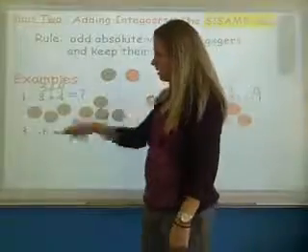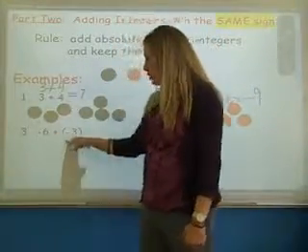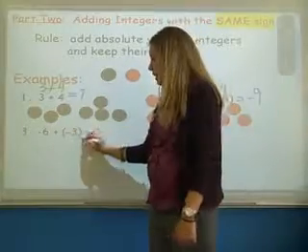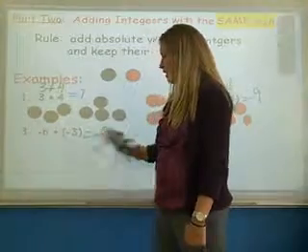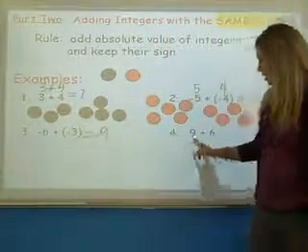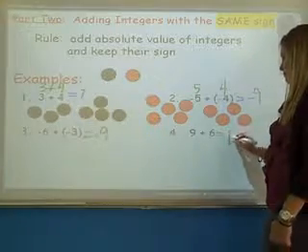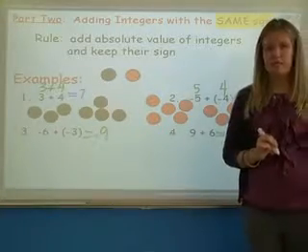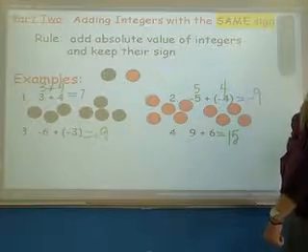Following suit, here I should be thinking 6 plus 3 is 9. These were negative, so my answer should be a negative 9. Over here, 9 plus 6 is 15. That's part 2, same sign adding integers.